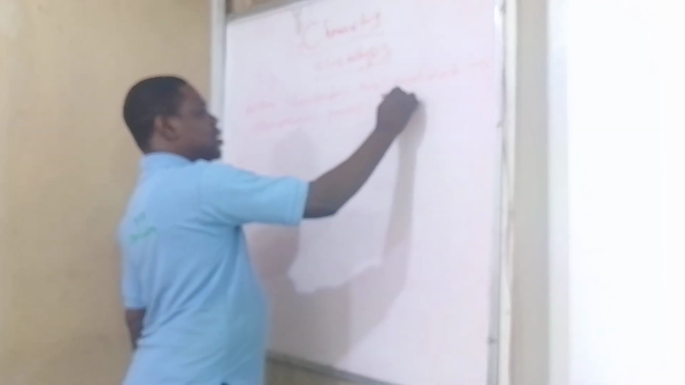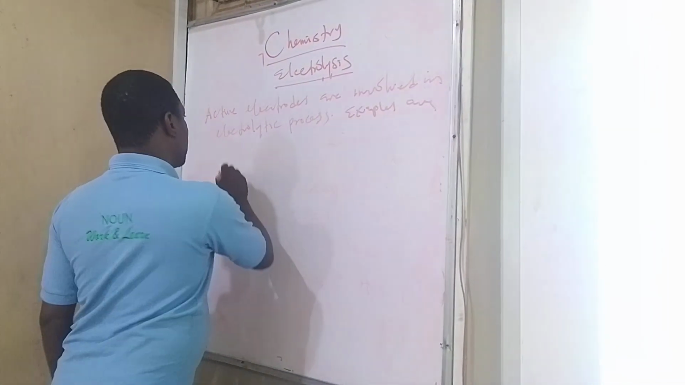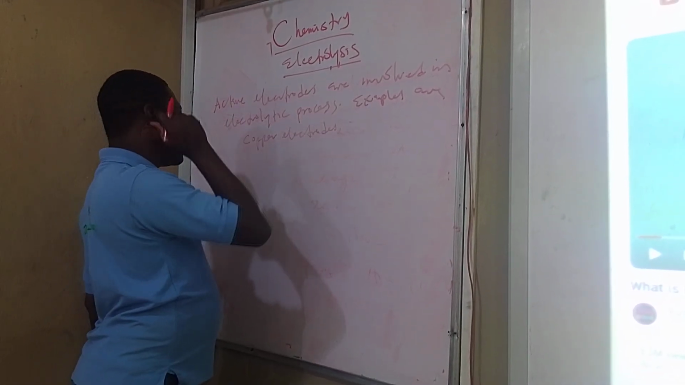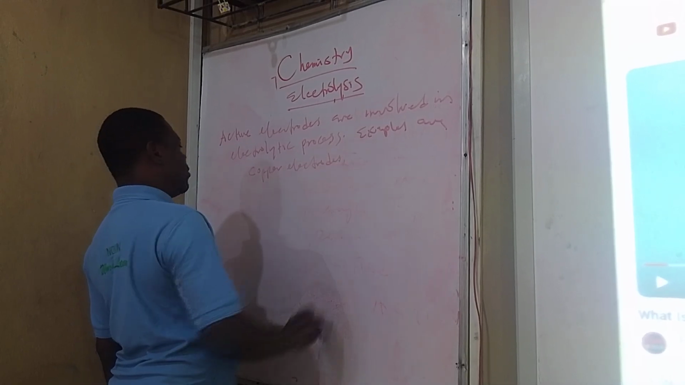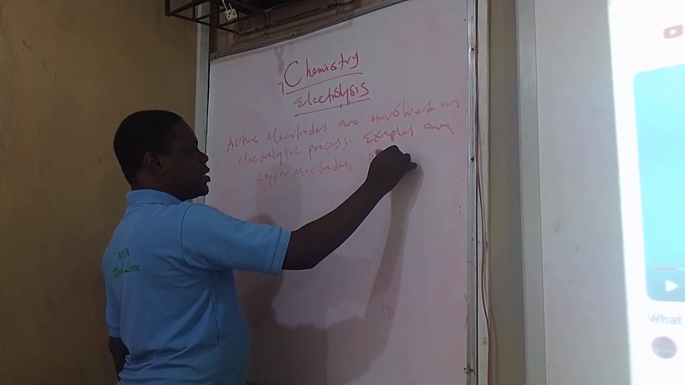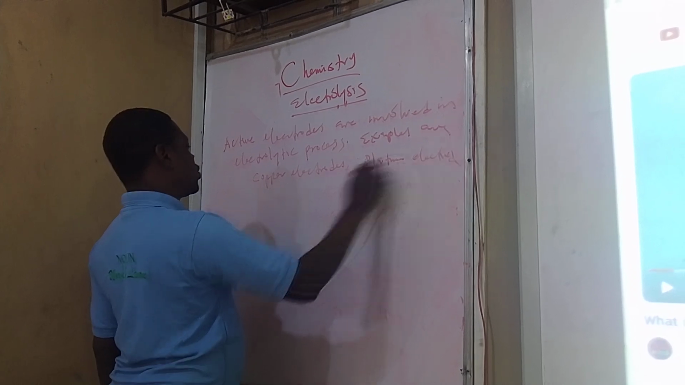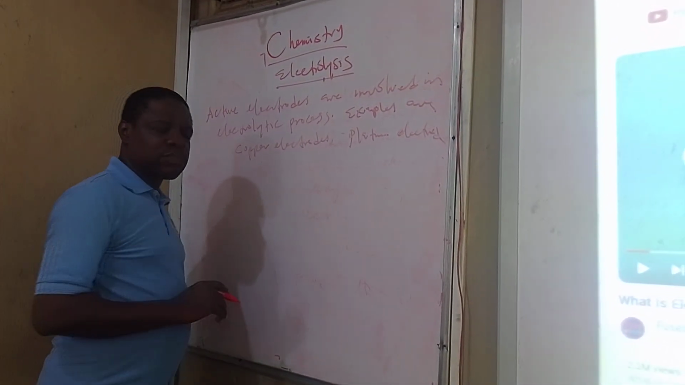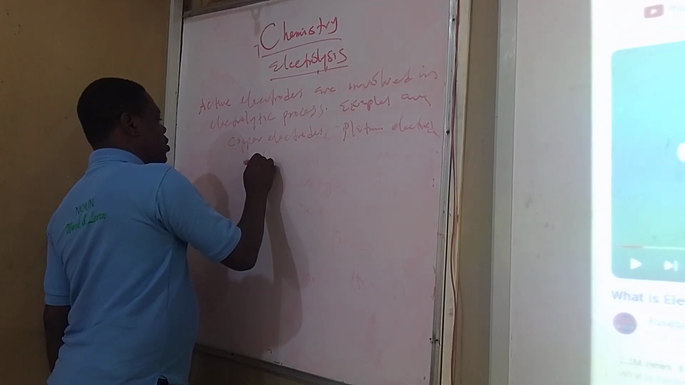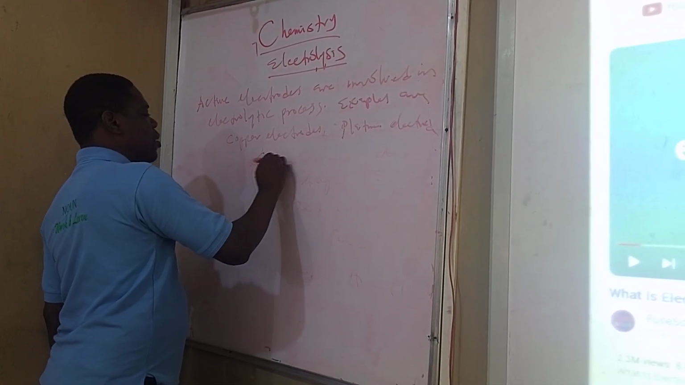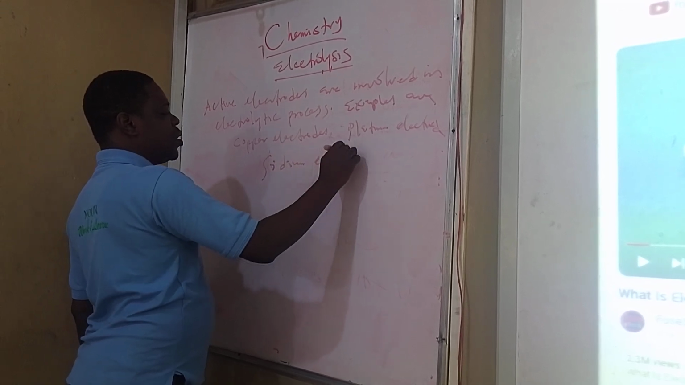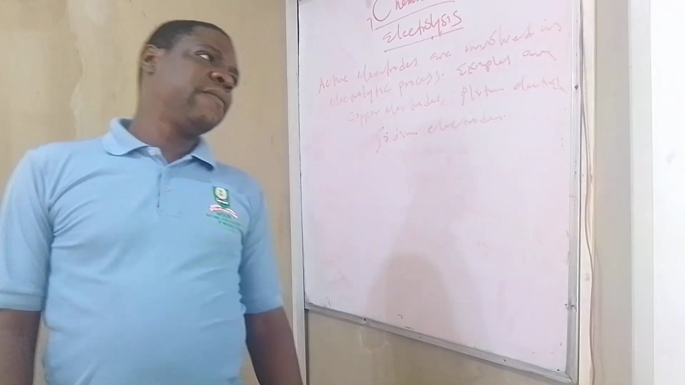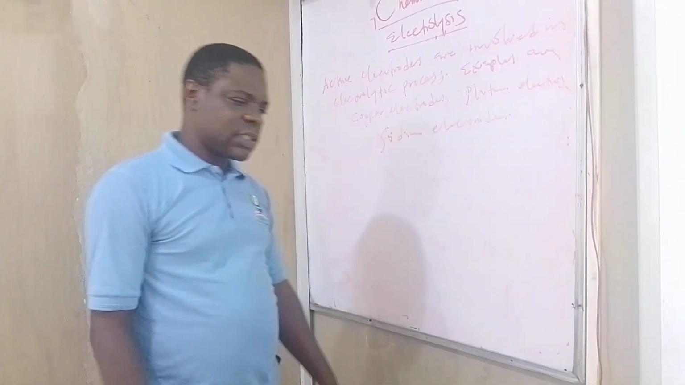Examples are copper electrodes, platinum electrodes, mercury electrodes, sodium electrodes, and so on. All these are active electrodes. Why? Because they are involved in the electrolytic process.